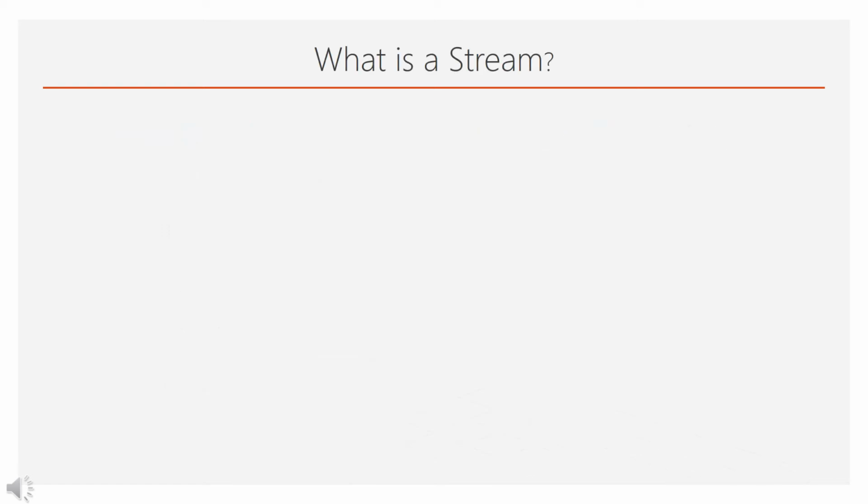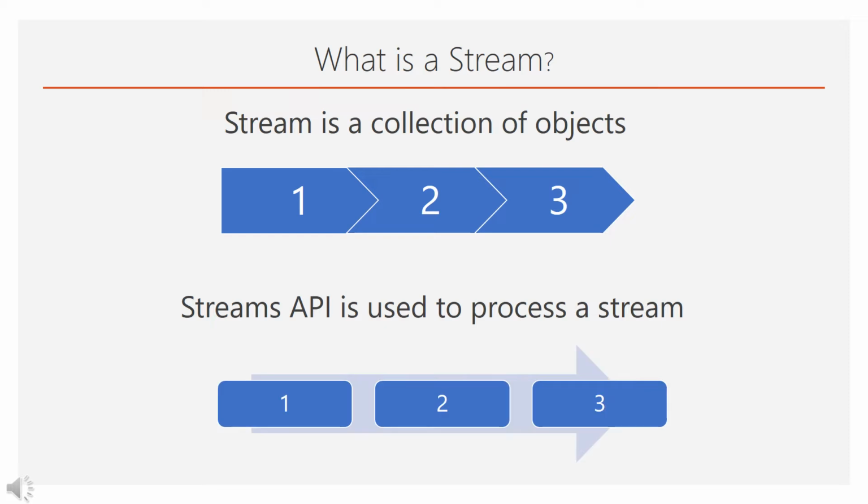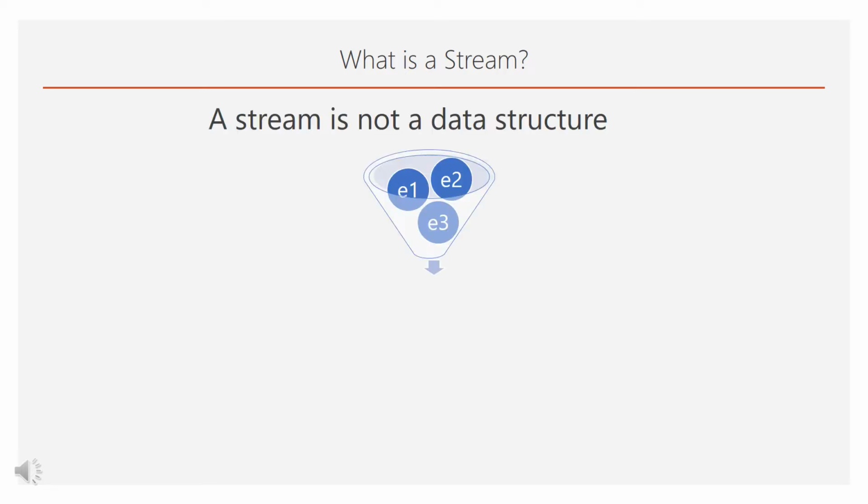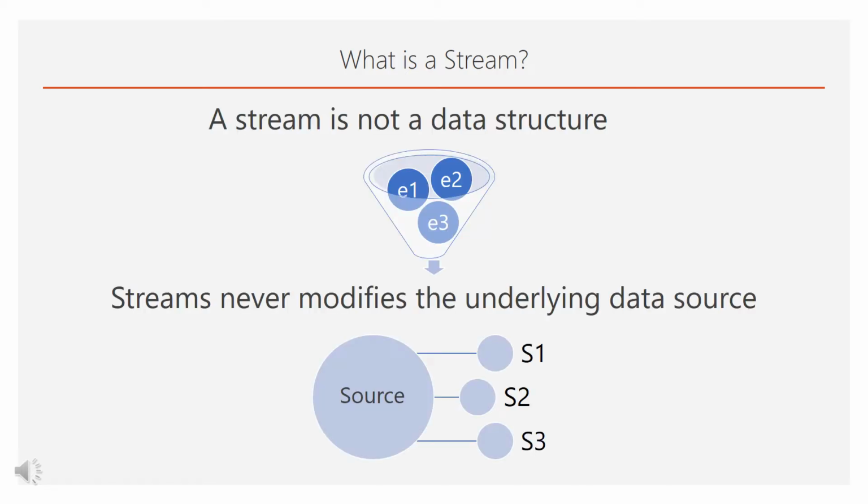First of all, we will learn what is a stream and how to initialize them. A stream is a collection of objects. Stream API provides methods to process a stream. A stream is not a data structure. Streams never modify the underlying data source.